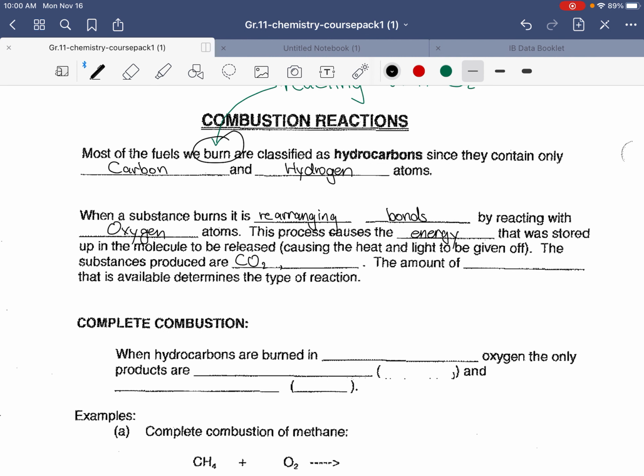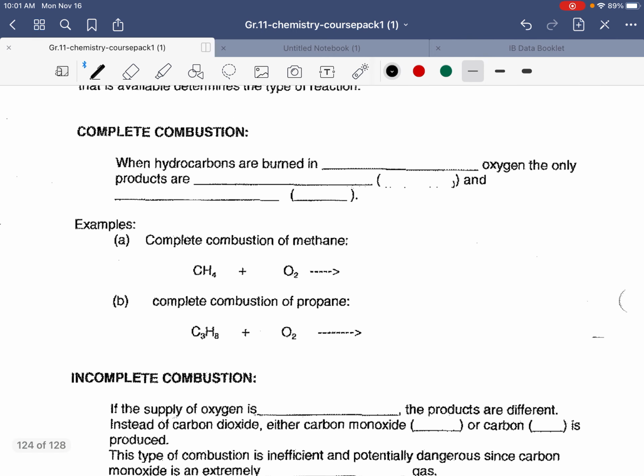Okay, it produces carbon dioxide and water. Okay, does it always produce carbon dioxide and water? No, not always. There are times, dangerous times, where it doesn't. Okay, because the amount of reactants, usually O2, that is available determines the type of reaction. I'm sorry, not products, but reactants. And we'll see that right now.